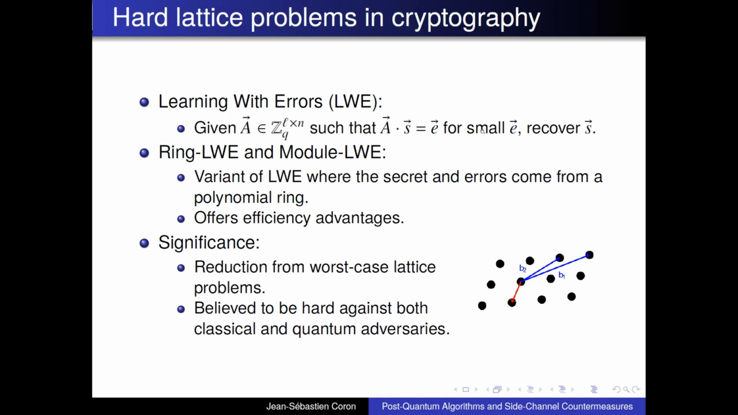And there are variants of this problem, mainly ring LWE and module LWE. These are variants in which the secret and the elements of the matrix, instead of being only modulo Q, belong to a polynomial ring. The main advantage, as we will see, is efficiency. So why do we base our security on these problems? Because there is a reduction from the worst-case lattice problem. This means that if you can solve this problem in polynomial time, then you could solve the shortest vector problem in a lattice, which we don't know how to solve. So these problems should be hard, and this is believed to be hard against both classical and quantum adversaries.